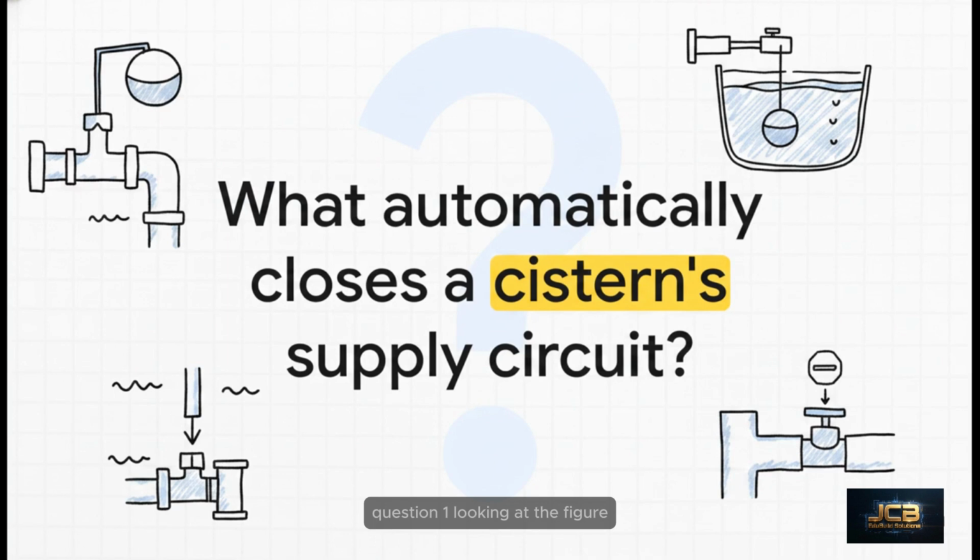Question 1. Looking at the figure, what is item number 4? It's what automatically closes the water supply to the cistern. Is it A, a ball cock, B, a foot?